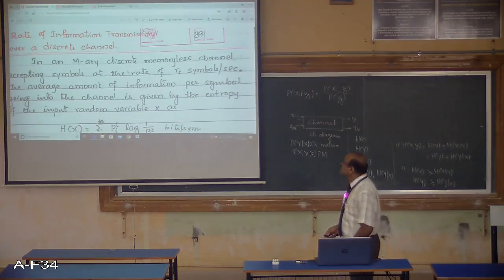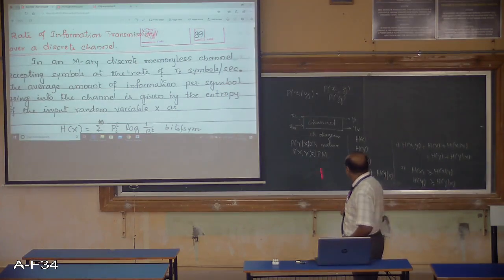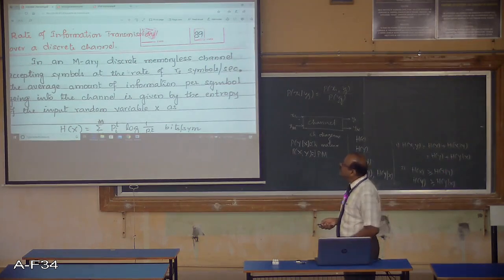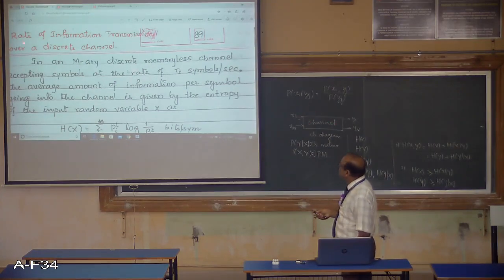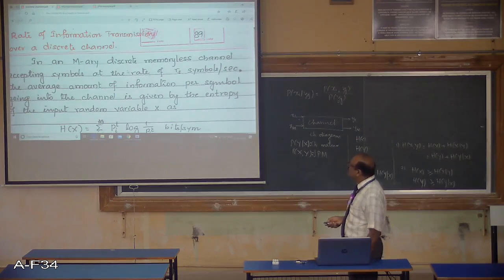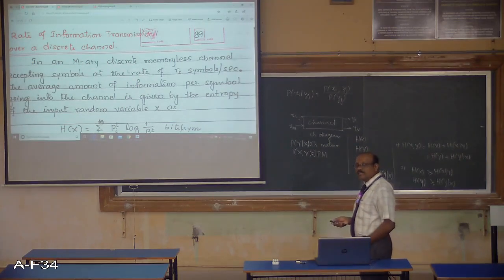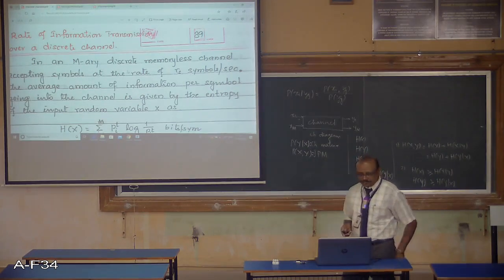So what we have seen so far are three parameters: mathematical representation, entropy functions and their relations, and mutual information I of XY. The next parameter associated with any physical channel is the rate of information transmission over any discrete channel. What is the rate with which the information is transferred over a channel?